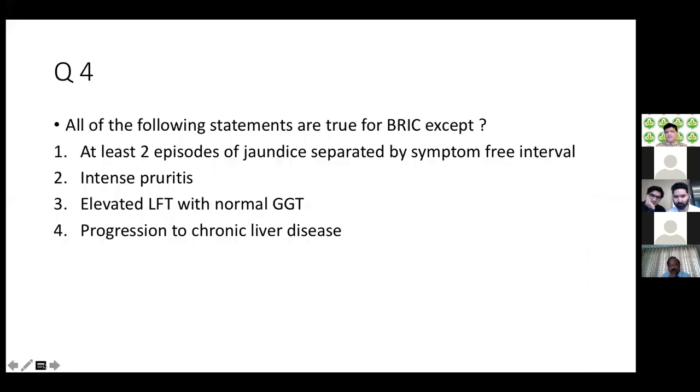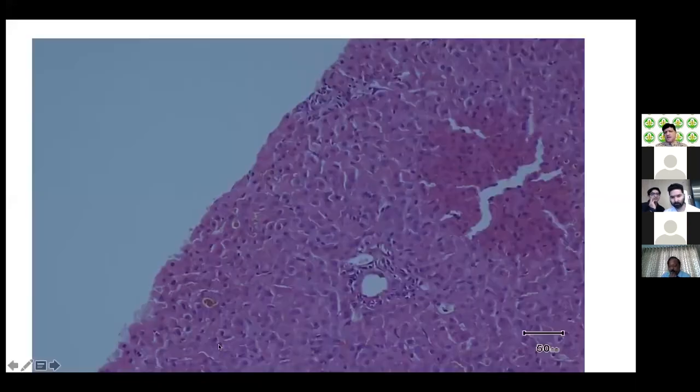See, the differential, Akash, was about PSC versus BRIC, right? So I would be more interested if you tell me any bile duct changes, if at all you can see here, or any particular special stain you would like to do for bile ducts, because we need to look at bile duct injury, bile duct proliferation, right? And what we call the typical changes of pericholangitis and what happens in PSC. So are you commenting on that?